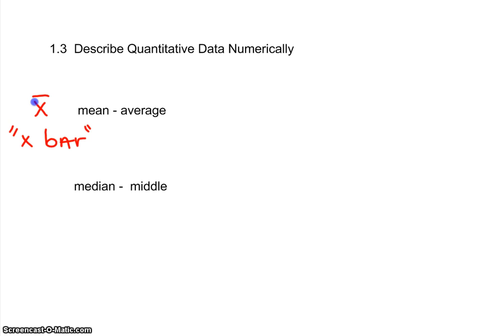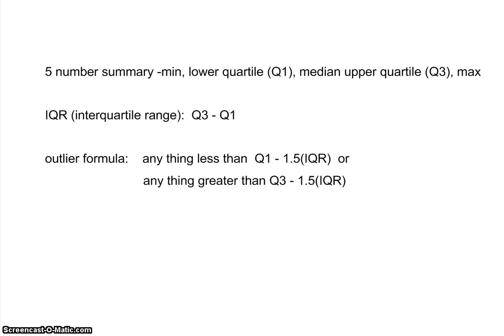Median's your middle of the highway. Make sure it's in order before you find that middle piece. Not a big deal there as well. Talk about the 5-number summary. Notice already that it includes a median, your minimum value, your smallest, and your maximum value, your biggest.